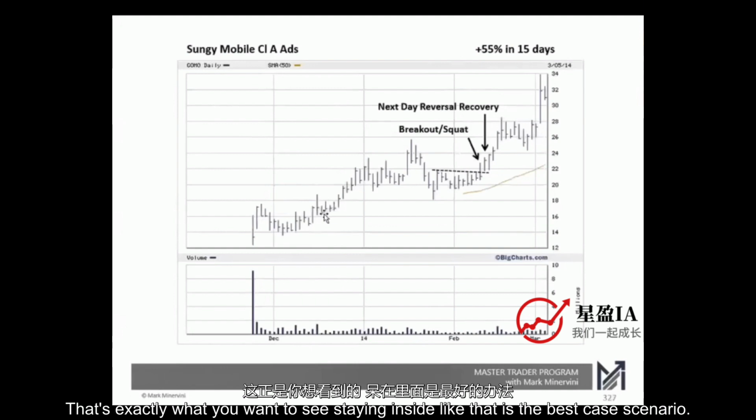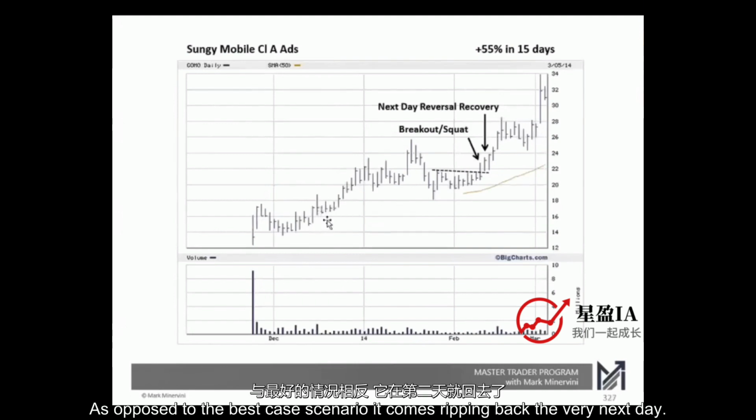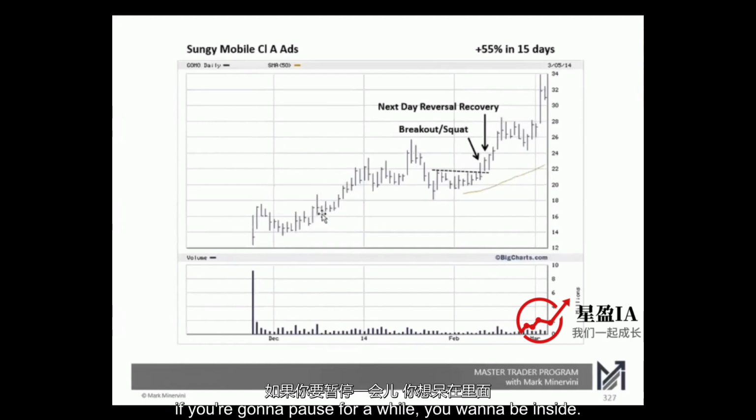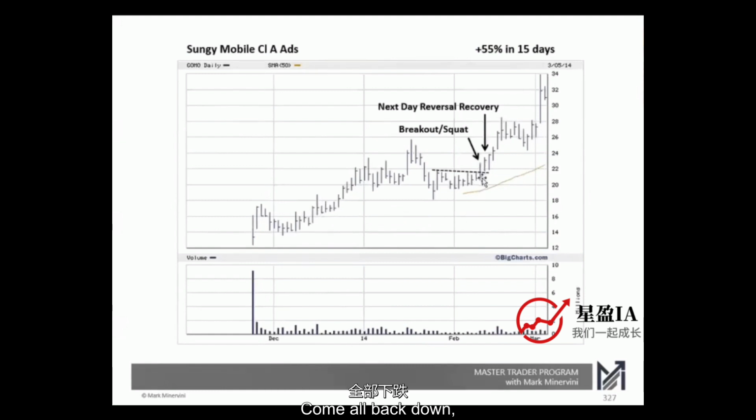Staying inside like that is the best case scenario, as opposed to it coming ripping back the very next day. But other than that, if you're going to pause for a while, you want to be inside. So here we try to break out, we come all the way back down, close maybe down to 20% of the range. Next day you get a gap up and then right back, and then it's 1, 2, 3, 4, 5 days up. And now you get the breakout.